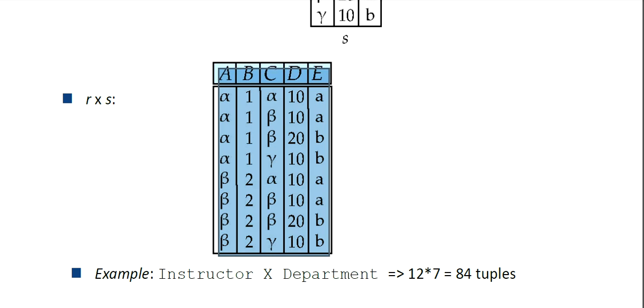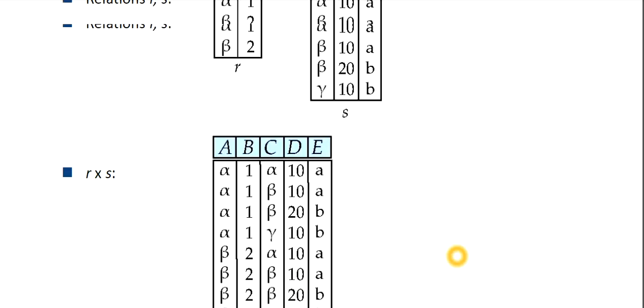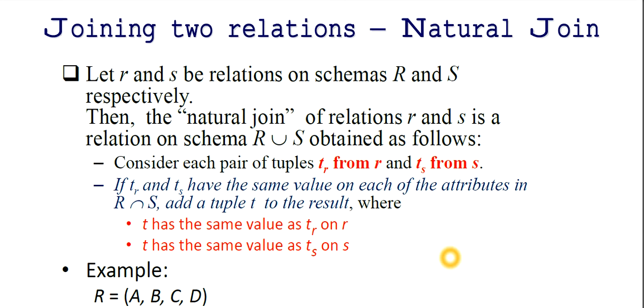So overall, if instructor has 12 and department has 7 tuples, then instructor cross department will have 12 cross 7, 84 tuples. So the numbers will be multiplied. That is our Cartesian product. Now coming to natural join. As you are now aware of the Cartesian product, now you can apply natural join.